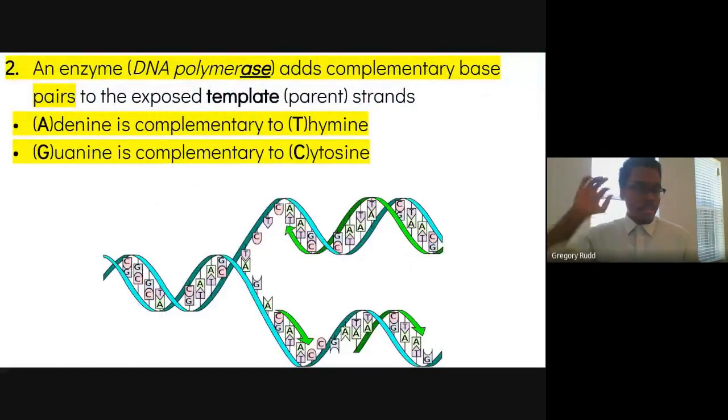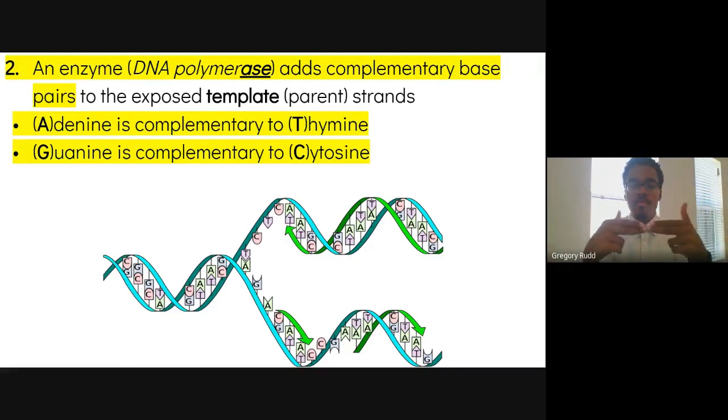Okay, the second step, another enzyme, this one is called DNA polymerase, comes in and adds complementary base pairs to each of the exposed strands. And when we say complementary base pairs, what we're talking about is that adenine, which is your A, is complementary to thymine. So anywhere I see a thymine, I need to add an A. Anywhere I see an adenine, I need to add a T. They're complementary. They always go together.